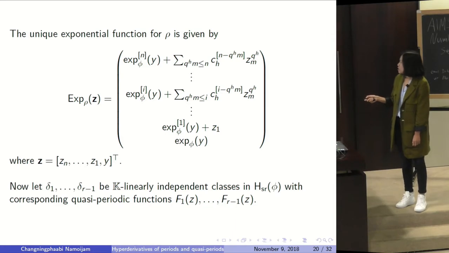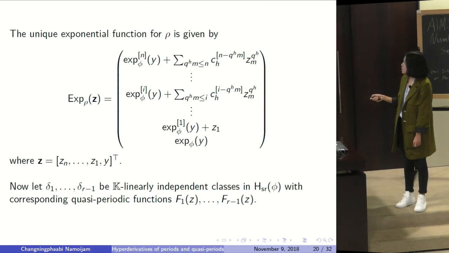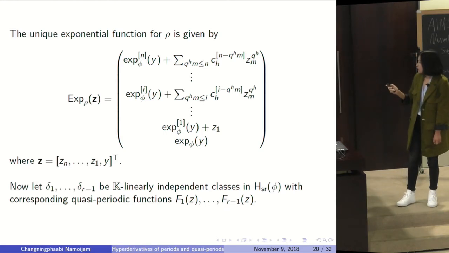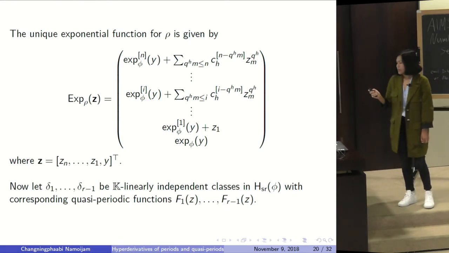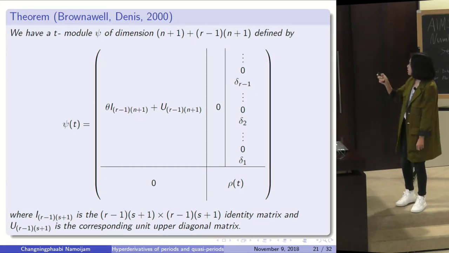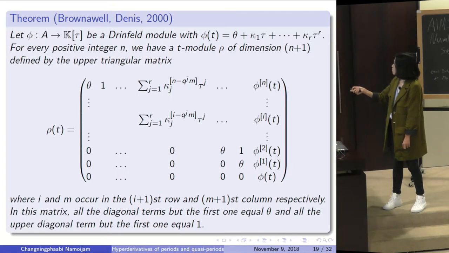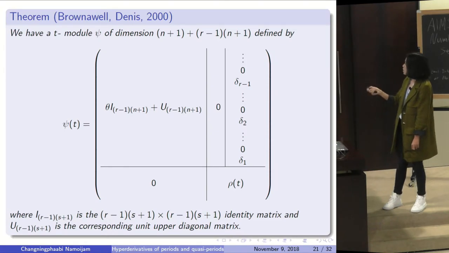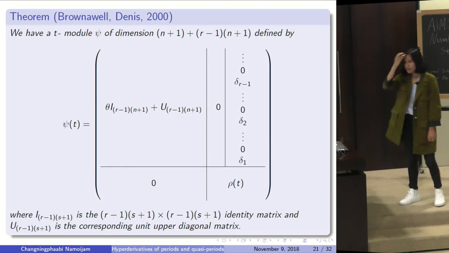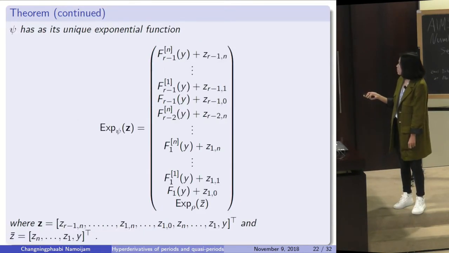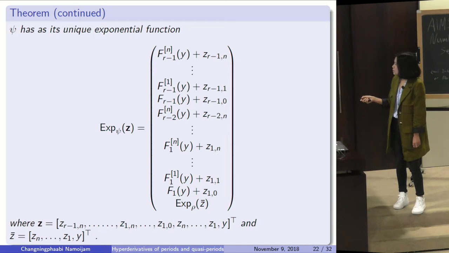So let's say I took delta 1 through delta r minus 1, k-linearly independent classes in H_SR of phi, and the corresponding quasi-periodic functions. Then we have this T-module rho_t, which is defined in this way. The exponential function is going to be the exponential function of rho, which has the exponential function of phi, its hyperderivative of coefficients, and so on. And again, we have the quasi-periodic functions, hyperderivatives of coefficients, and so on.